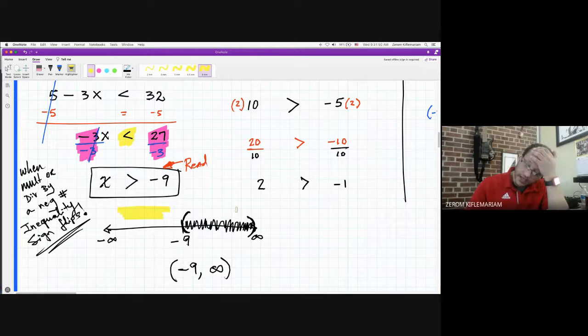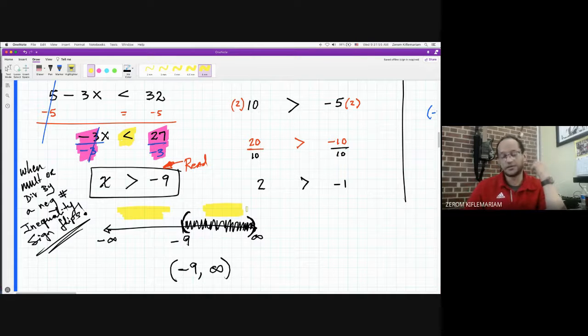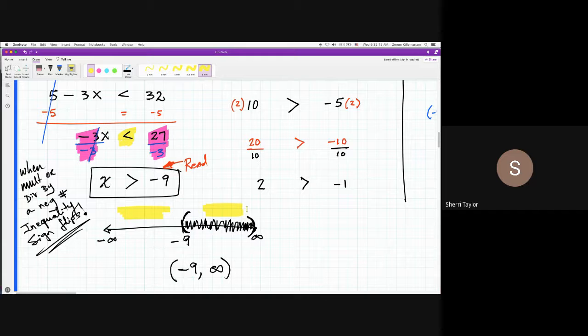-3. -3, where? On the left side. The left. Ah, -3 is on the right side. Remember? -3. Then you have what? -8, -7, -6, -5, -4. -3 would be on the right side. Does that make sense what I'm saying? No, I was lost.